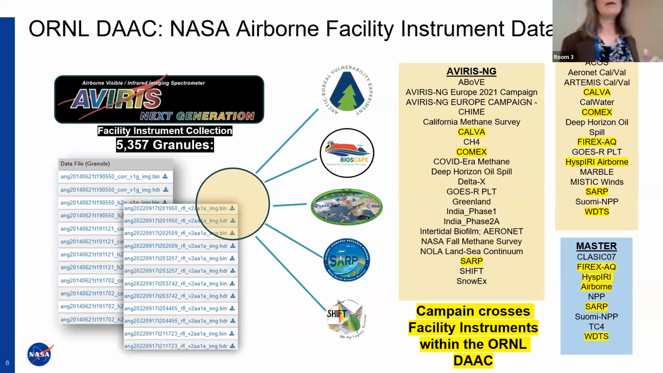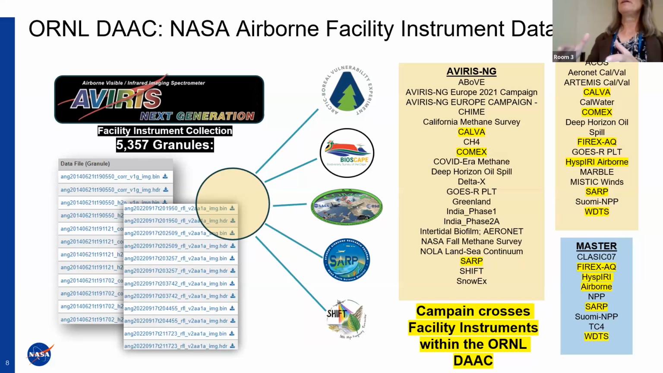So if you look at this at the ORNL DAC, the Avris next-gen instrument, we've gathered that data, we've published it, it's available. But we also know that that instrument flew in many different campaigns that are listed there above: Bioscape, COMEX, SARP, which is the Student Airborne Research Program. SHIFT is another campaign. And the tables over to the right show where the campaign crosses facility instruments just within the ORNL DAC.